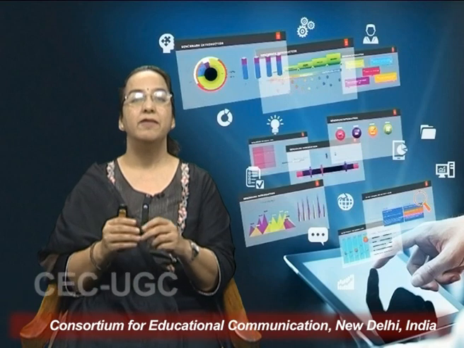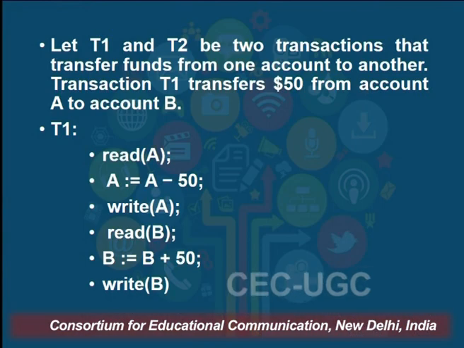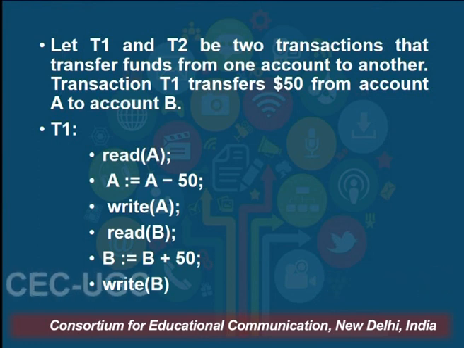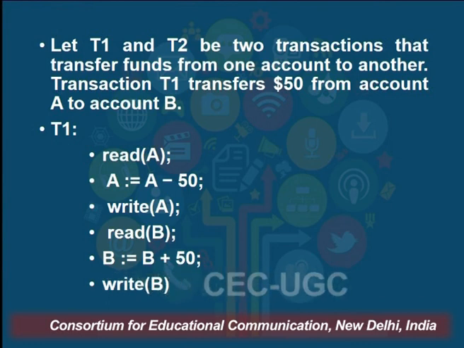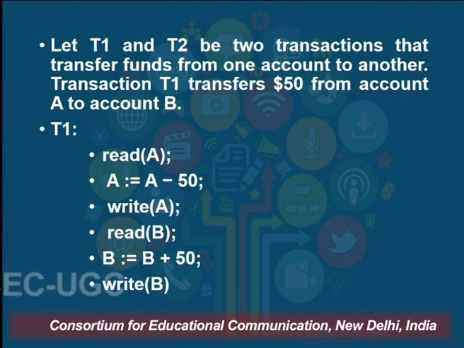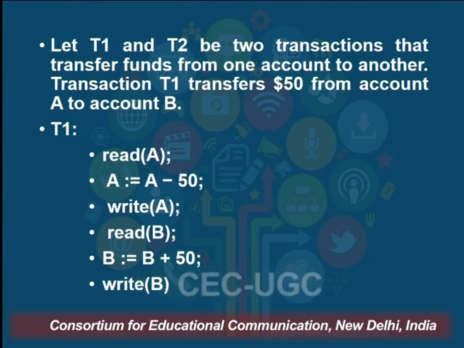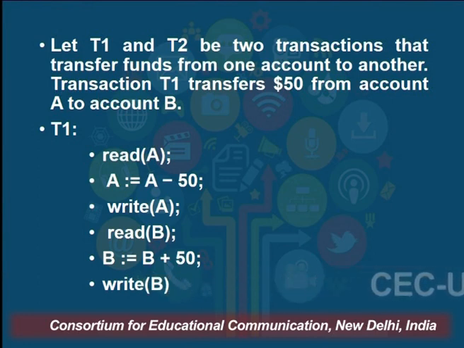Here let us say we have two transactions, T1 and T2, and both these transactions are there for transfer of funds from one account to another, and the two accounts involved here are account A and account B. Although transaction T1 and transaction T2 are doing different things on those accounts. The first transaction, T1, is our usual transaction which we have seen in our earlier examples, that of transferring $50 from account A to account B.